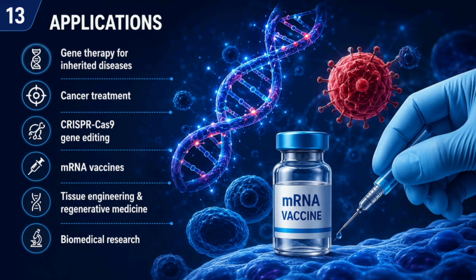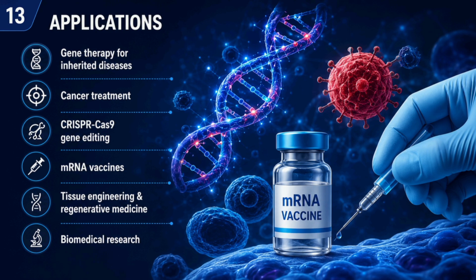The first application is the treatment of genetic disorders. Many diseases occur because of a defective gene inherited from parents. Examples include hemophilia, thalassemia, sickle cell anemia, and cystic fibrosis. Instead of treating the symptoms throughout life, scientists try to replace the defective gene with a healthy one. This is called gene therapy.